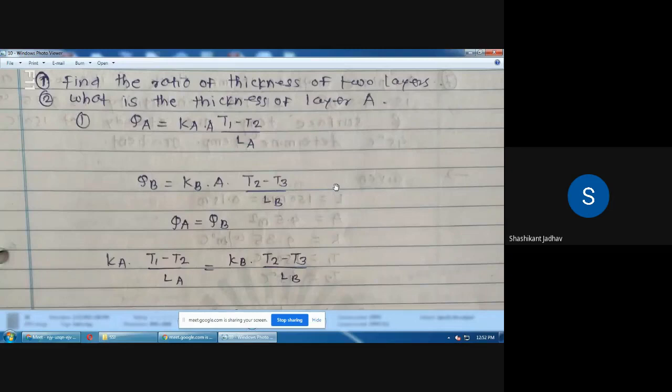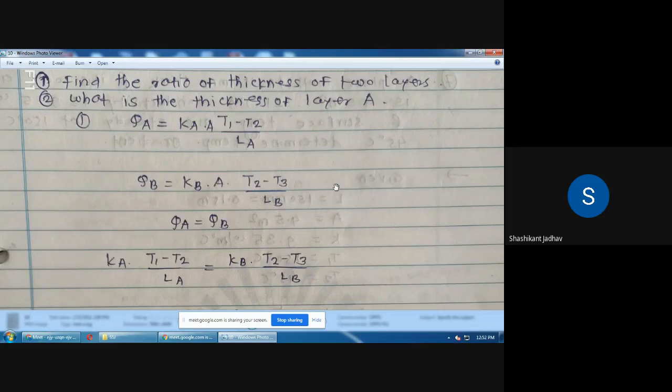Okay. So what is the equation for layer A? That is the heat transfer through layer A. What is the notation for that? QA, because heat is transferring through that particular layer. So what is the equation for that? QA is equal to K into A into dt by dx.